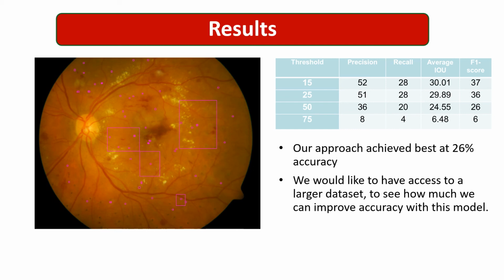Since the YOLO v3 model needs at least 2,000 images to train per each classification for real-time detection, our results arrive at very low performance. We would like to have access to a larger dataset to see how much we can improve the accuracy with this model.